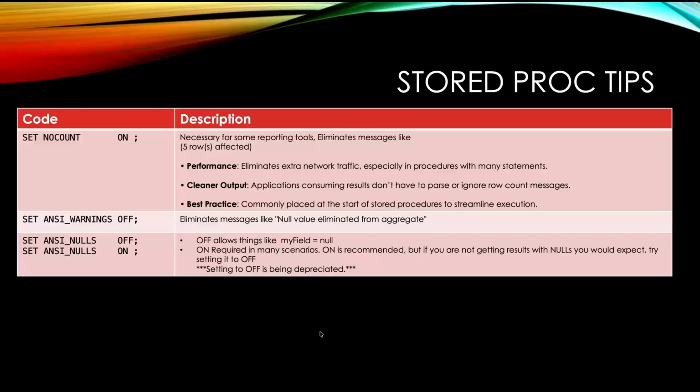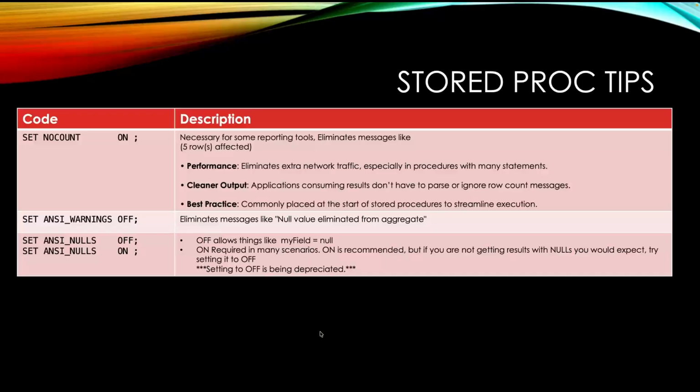And SET ANSI_WARNINGS on or off. Turning those off helps remove messages like "null values are eliminated from aggregates," right? So let's say that you're doing a sum on a column and some of the rows in that column might have null values. You would end up getting this error message back. And just like the other one, maybe you don't want that error message. You're fine with there being nulls that aren't calculated into the average or into the sum, right? Then you're going to turn that off so that it doesn't bug other things out, right?